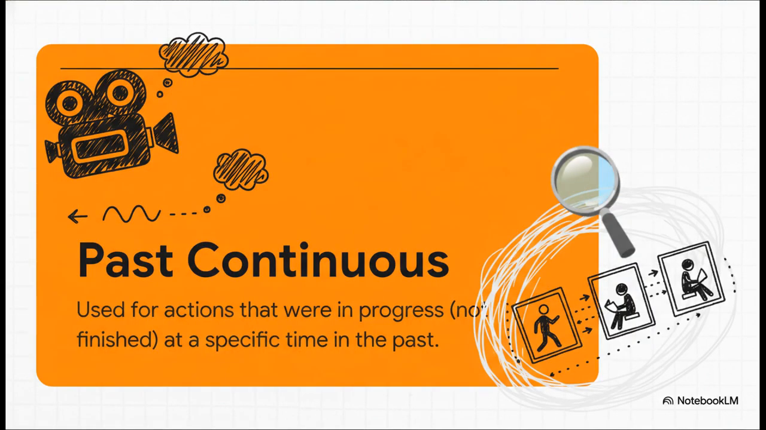And now for our second tool, the past continuous. So if the past simple is a snapshot, this one is the movie camera. It's not about capturing a single moment. No, this shows an action that was already happening. It was in progress. It sets the scene for your story.